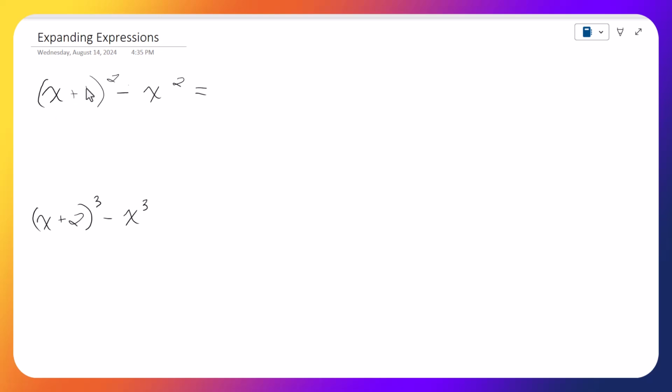We can turn this squared into the same binomial, so x plus 1 times x plus 1. X plus 1 times itself. And we have 2x plus 1, so that's x plus 1 squared. I'm going to put this minus x squared in another color because we're not going to do anything with it for a while. And now we have x plus 1 times x plus 1.